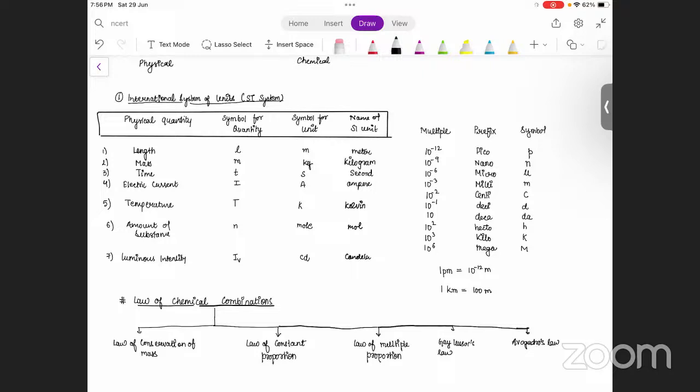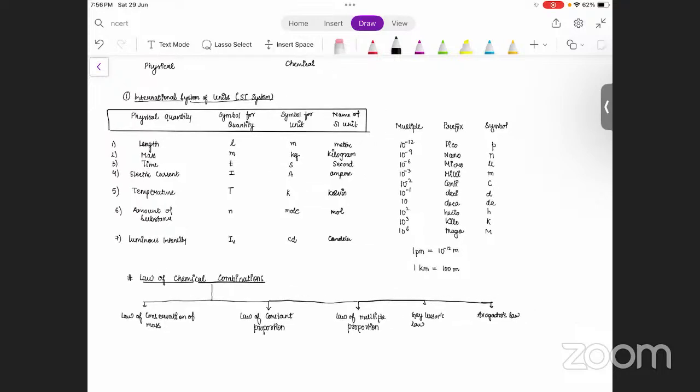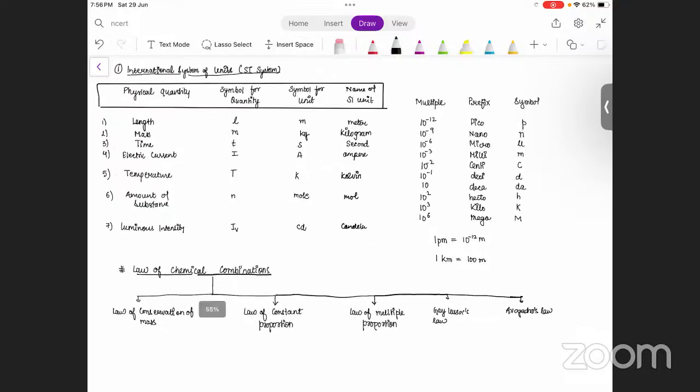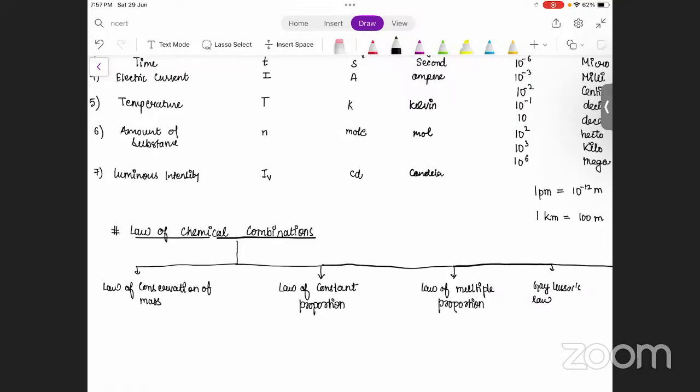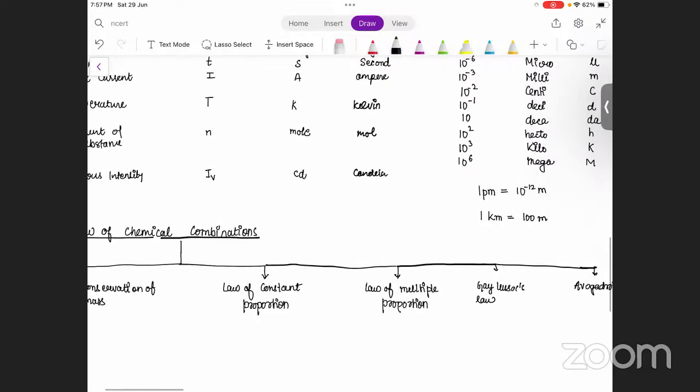Again, we'll do a quick recall tomorrow, and then we will start with the laws of chemical combination. In that, we will learn about the law of conservation of mass, the law of constant proportion, the law of multiple proportion, Gay-Lussac's law, and the Avogadro law. These are the laws we will learn about, and then we will move on to the main topics: the molecular and empirical formula, the mole, the limiting reagent, and the concentration terms.